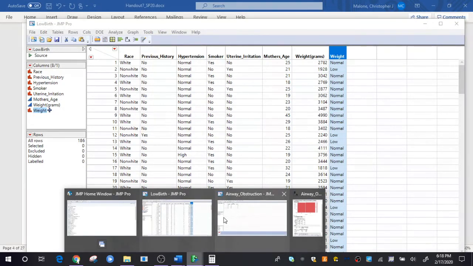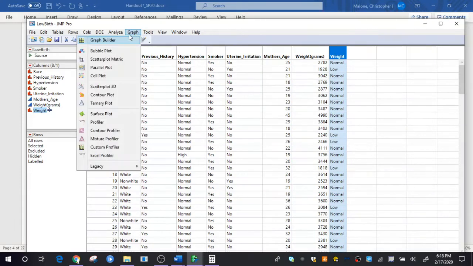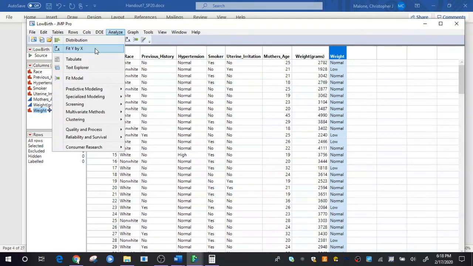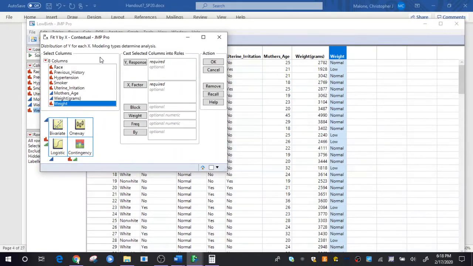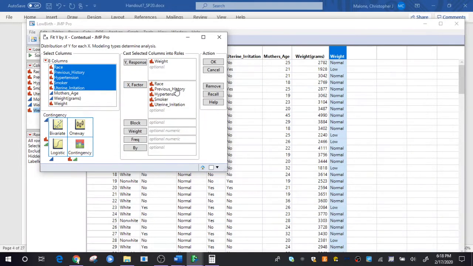So let's go back over into JMP now. I'm going to select Analyze, Fit Y by X. My primary outcome here is low birth weight, and I'm going to be making comparisons across all of these variables: race, previous history, hypertension, smoker, and uterine irritation. We'll drop all of those in the X box there. Again, we can look at multiple of those.